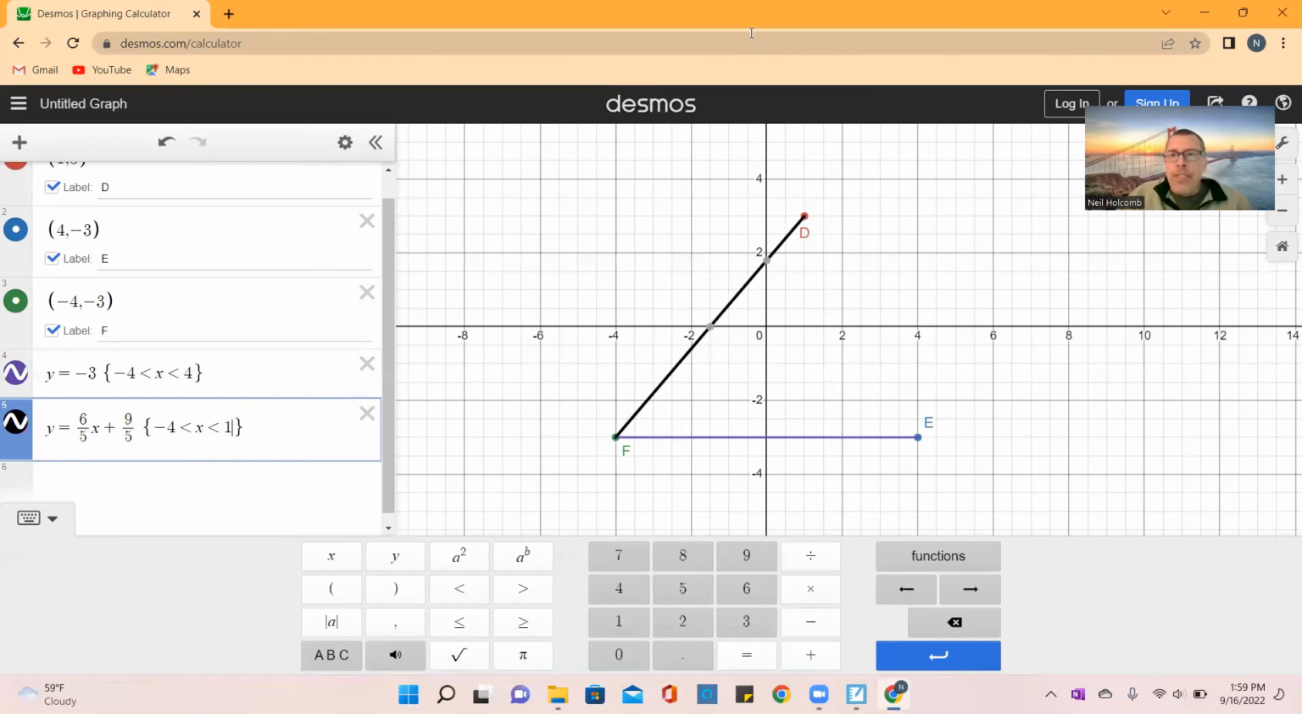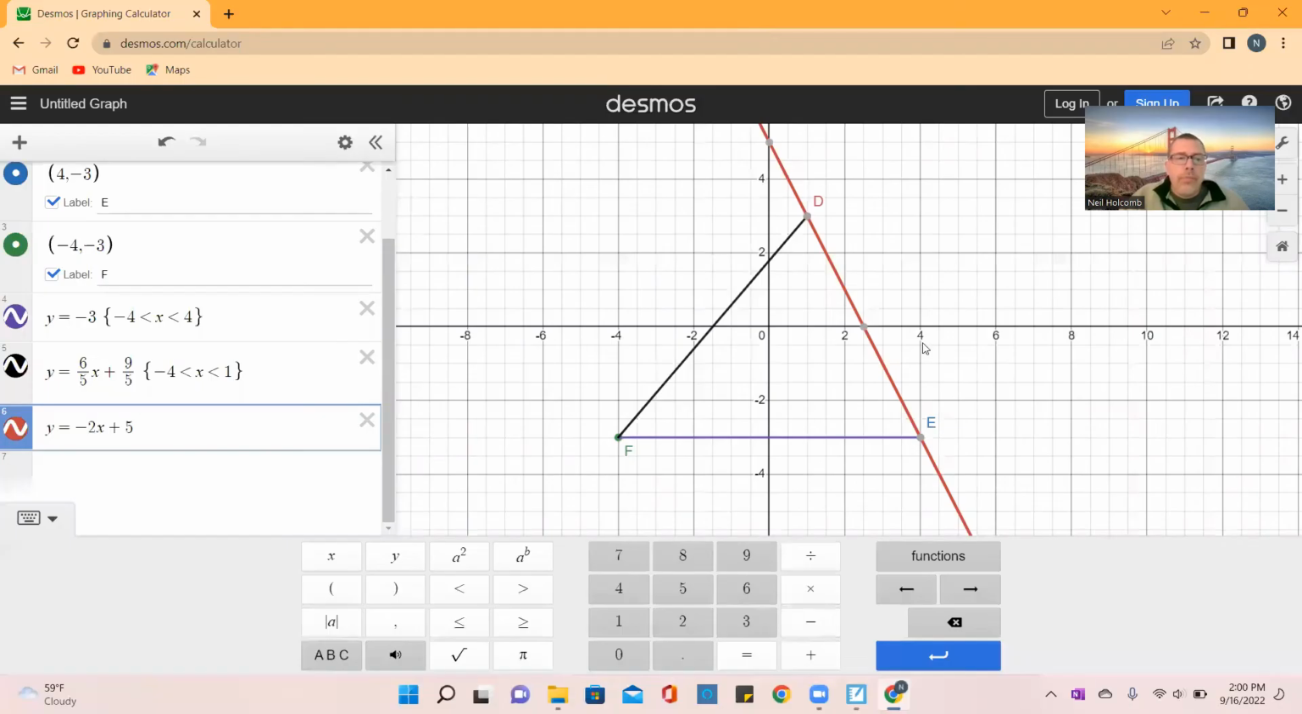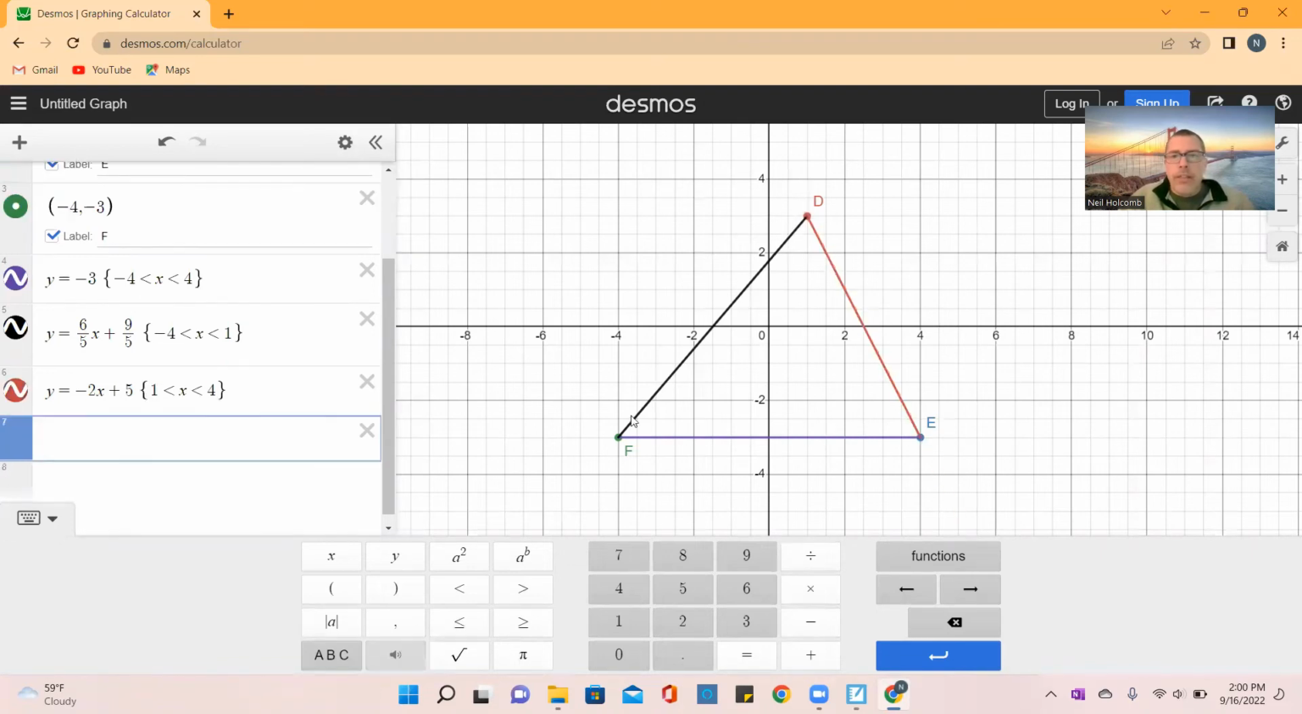And let me now do DE. Okay, so in doing that, I got the equation y equals -2x plus 5. It goes through D and E. And now I restrict the domain by doing bracket. And my domain starts at +1 and goes to 4. So 1 less than x less than 4. This is really cool. I like this. So there's my triangle. Okay, so the base, F is at -4, E is at 4.